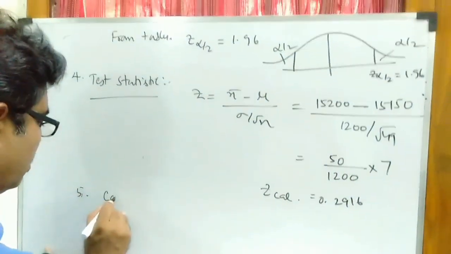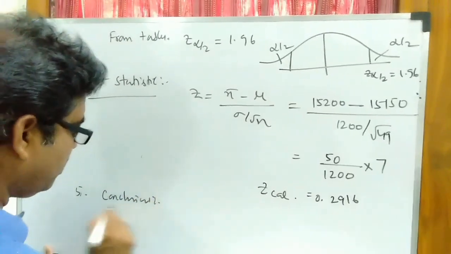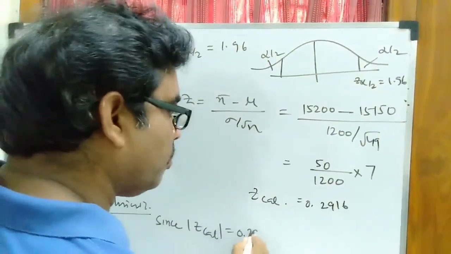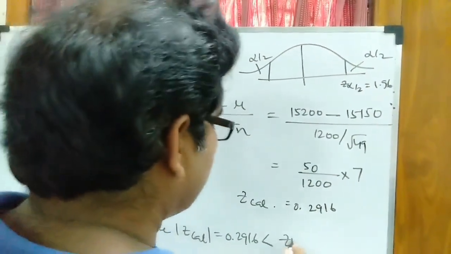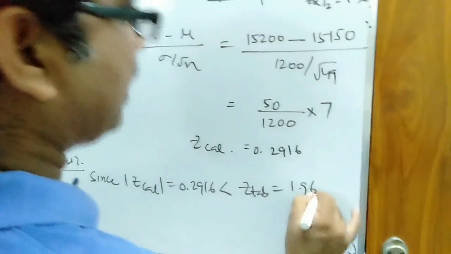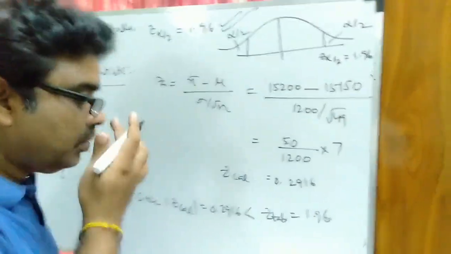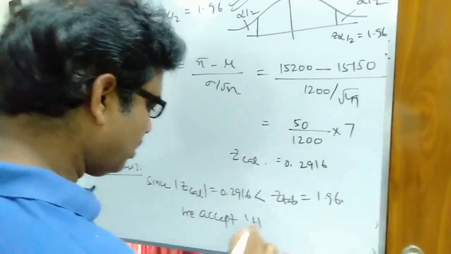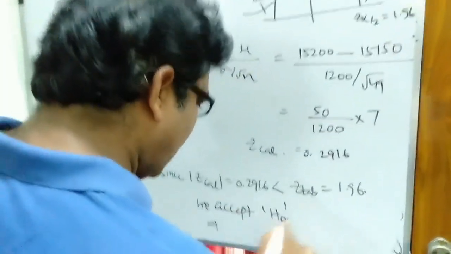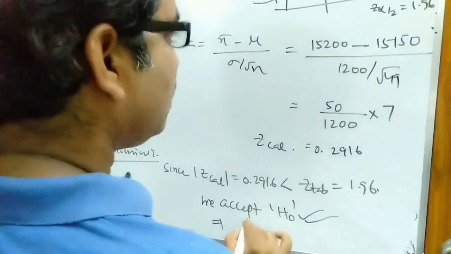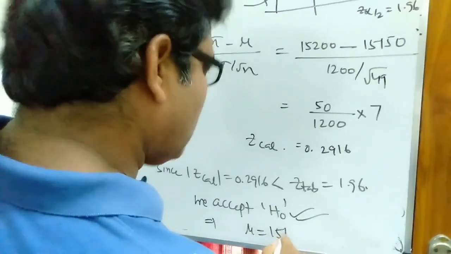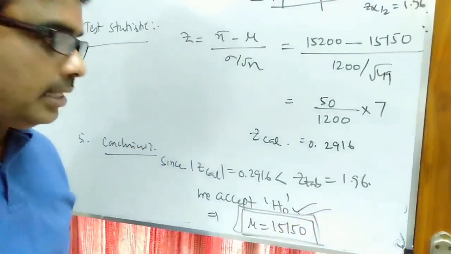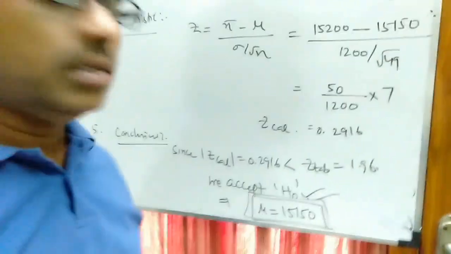Now we conclude in the last step, the conclusion step. Since mod Z calculated value is equal to 0.2916, which is less than Z tabulated value 1.96, we accept H naught. What we accept is our null hypothesis. Null hypothesis means mu is equal to 15,150 is the right statement as far as the sample is concerned. That is the required solution. So then the problem ends.